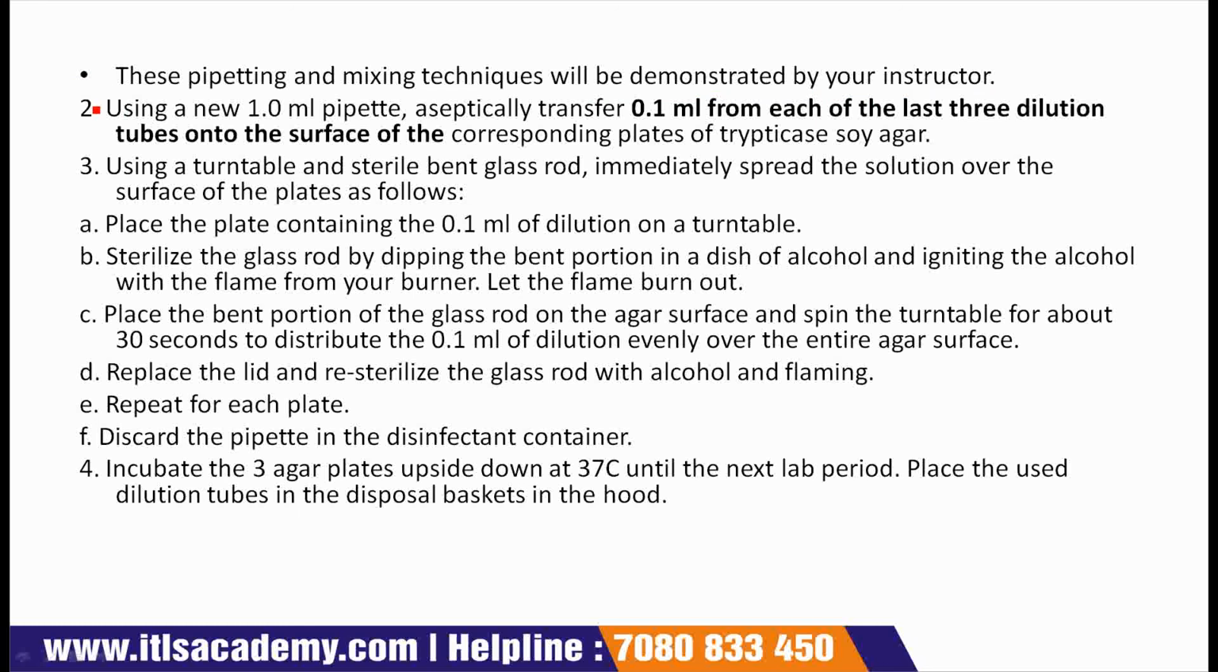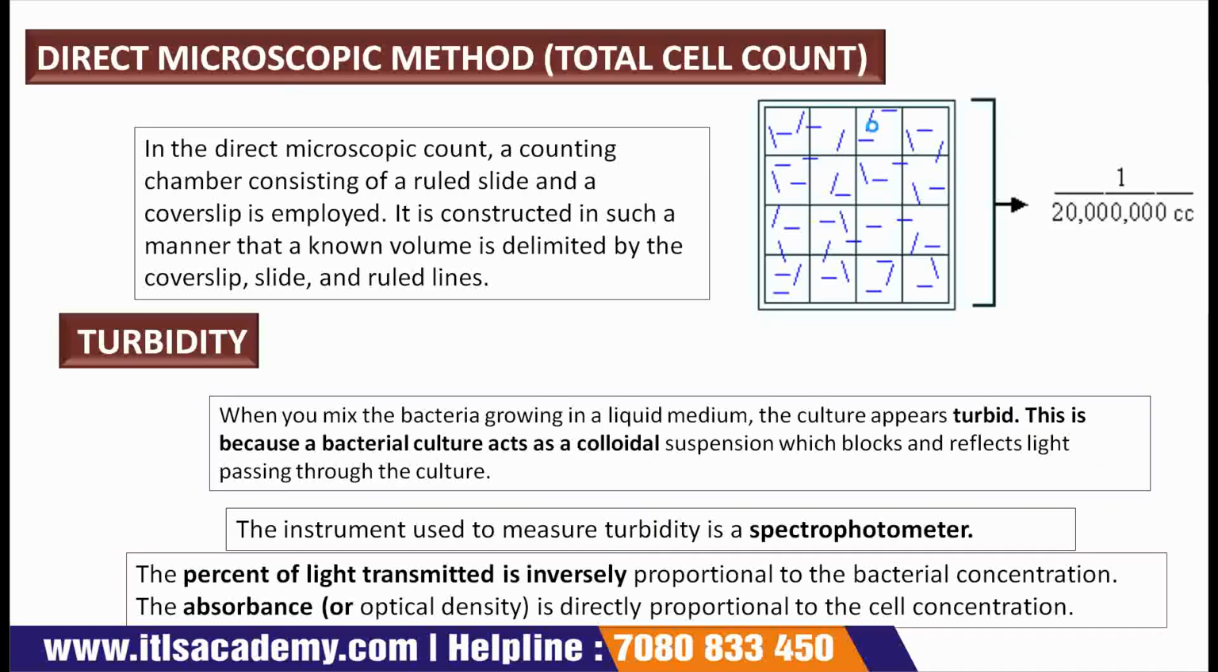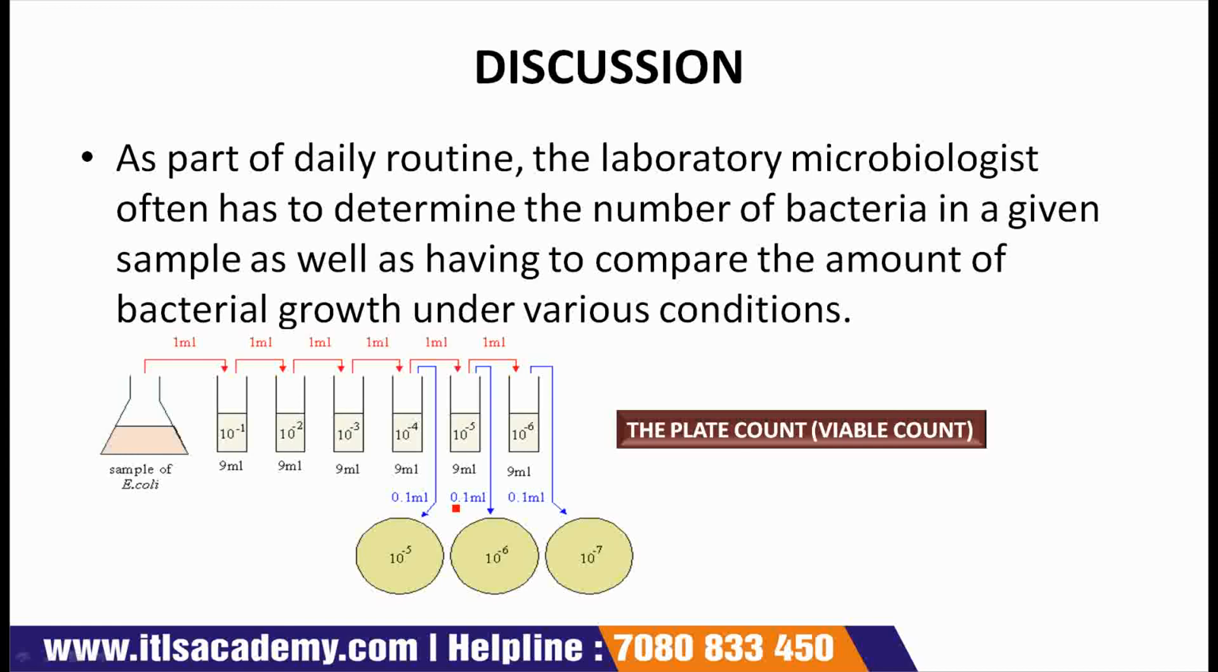So the next point, that is second point, is using a new 1 ml pipette, aseptically transfer 0.1 ml from each of the last 3 dilution tubes onto the surface of the corresponding plates of trypticase soy agar. Let's see this process. You just have to take the last 3 concentrations and draw 0.1 ml from each of the tube onto the soy agar plate.